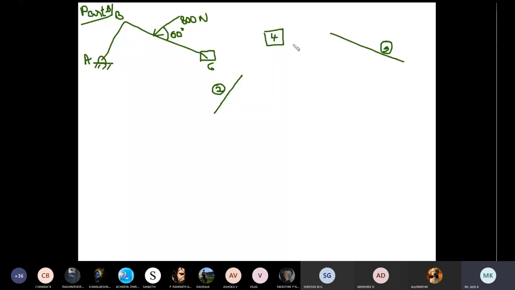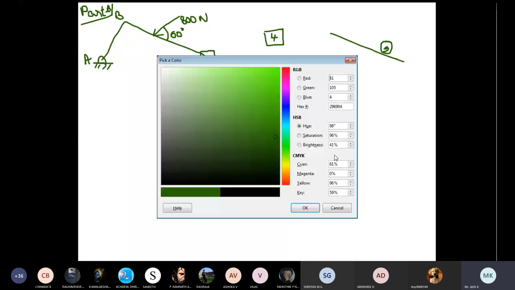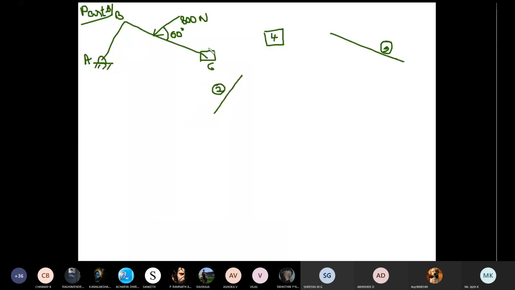Which are the forces acting on link number 4 now? How can you identify that? Link number 4 is connected to link number 3. Link number 4 is connected to link number 1. Therefore, only two forces will be acting now. Two forces are: 3 is applying force on 4, and 1 is applying force on 4. F34 and F14.